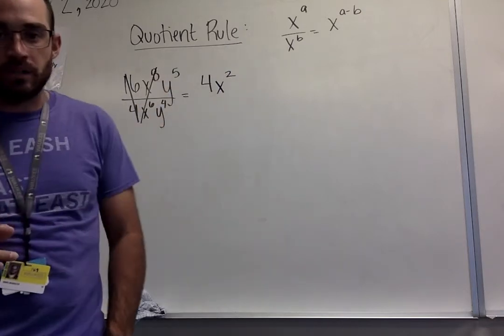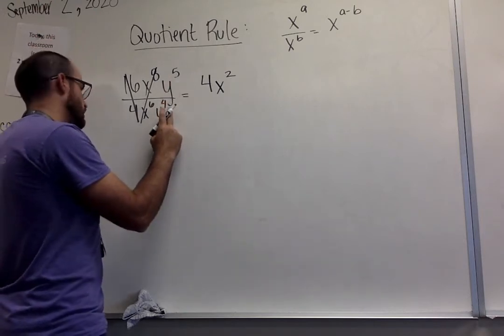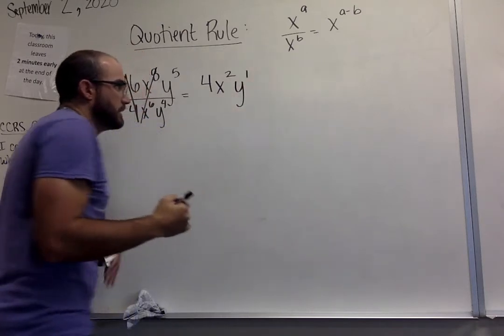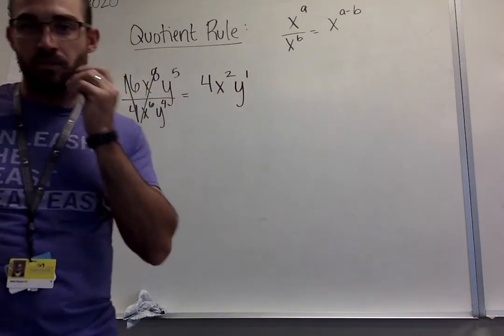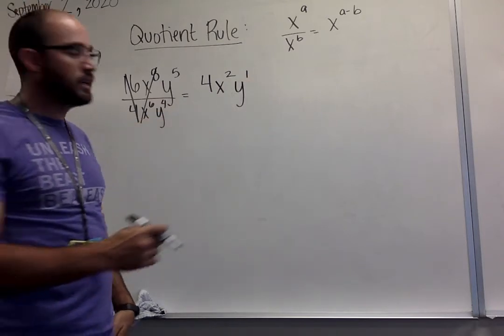All I have left is my y's. So here I have y to the 5th, y to the 4th in the bottom. Subtract 5 minus 4 gets me y to the 1st. I do get questions sometimes, people saying, hey, Mr. Schultz, do I need to have this 1 here at the end? Technically, no. You don't need the 1 there.